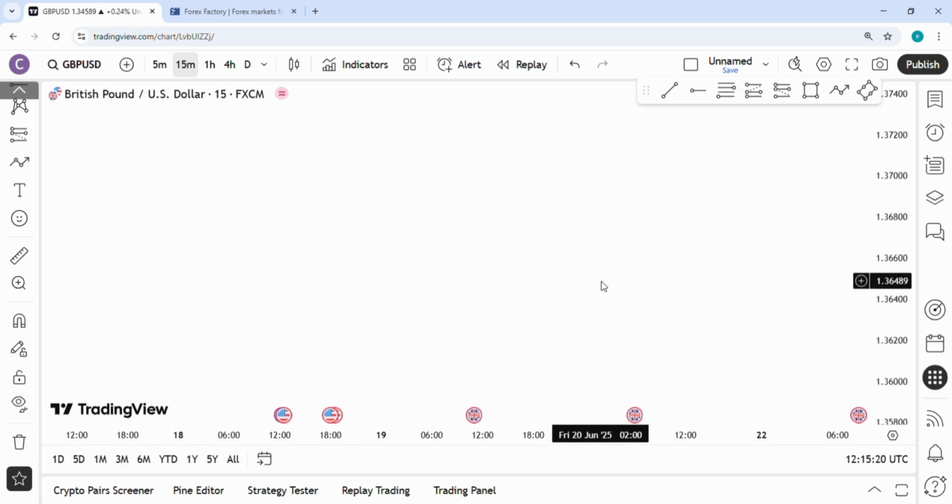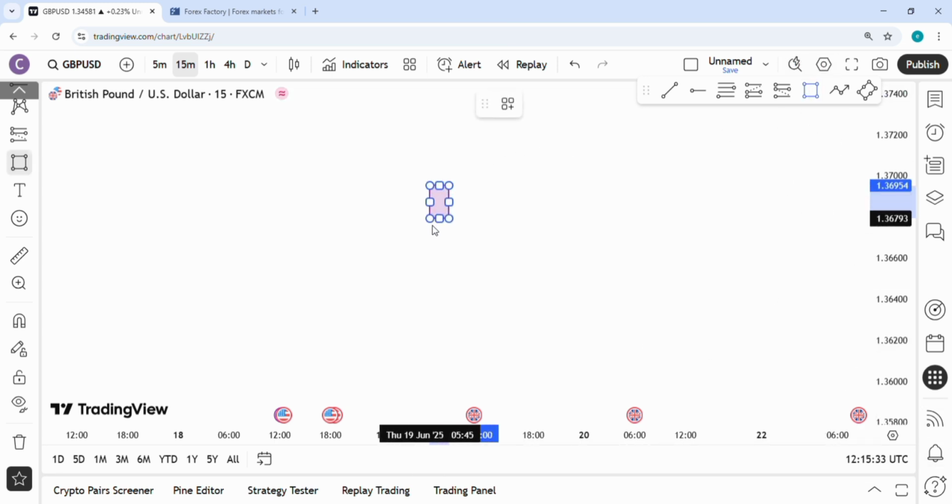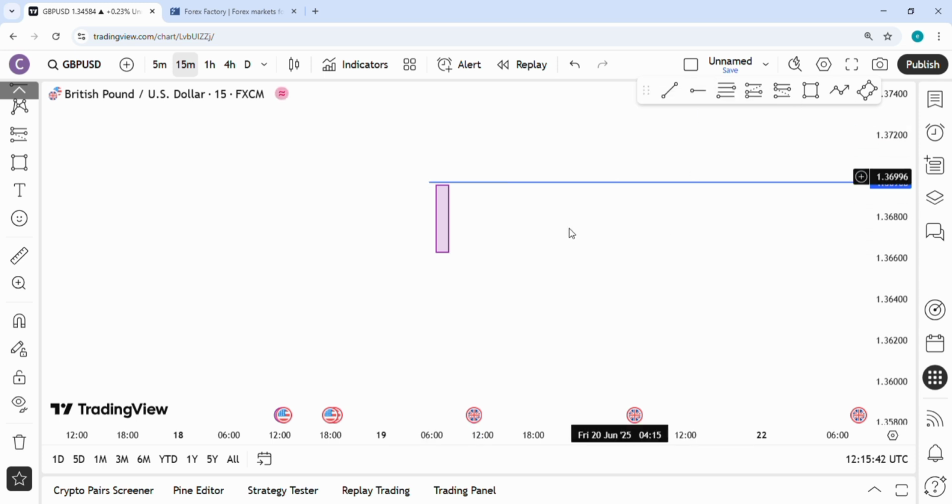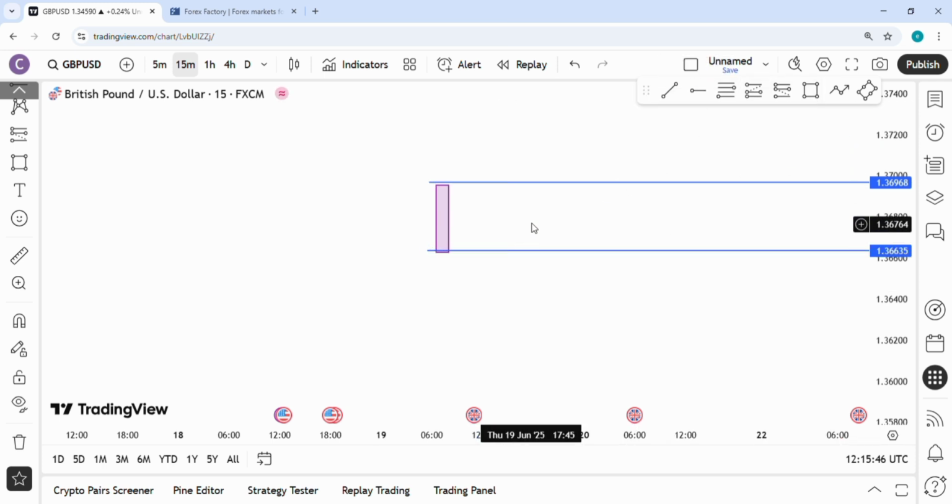Now, our second type, we have external liquidity. This particular liquidity is found outside the range, maybe a previous day high or a previous day low. For example, if we have something like this, a day candlestick, liquidity resides above this previous day high and also below this previous day low. I know price seeks liquidity before moving. This is where liquidity resides. This is what we call external liquidity.